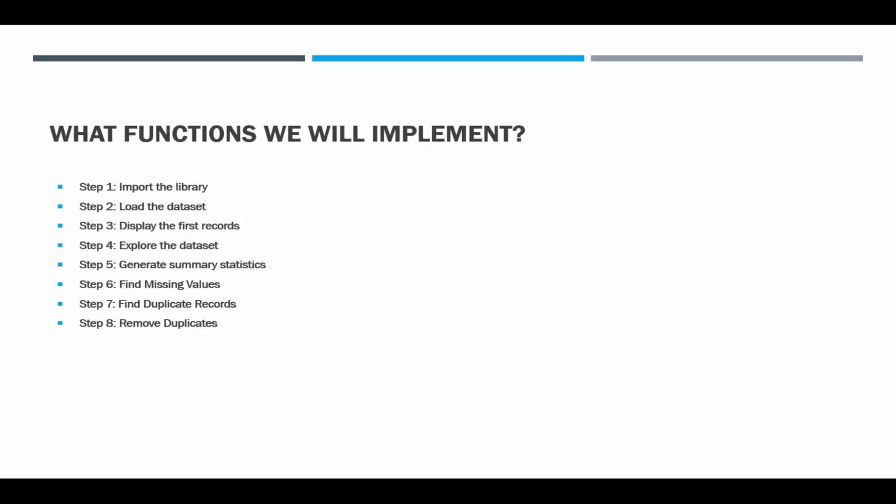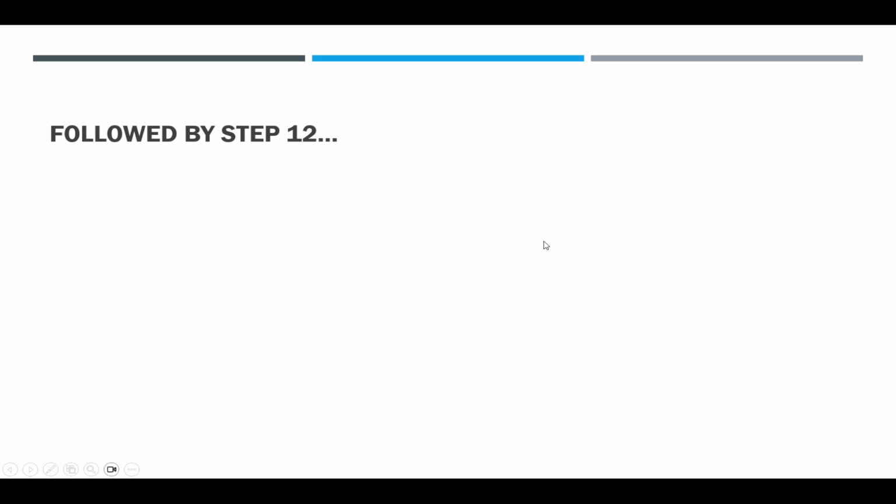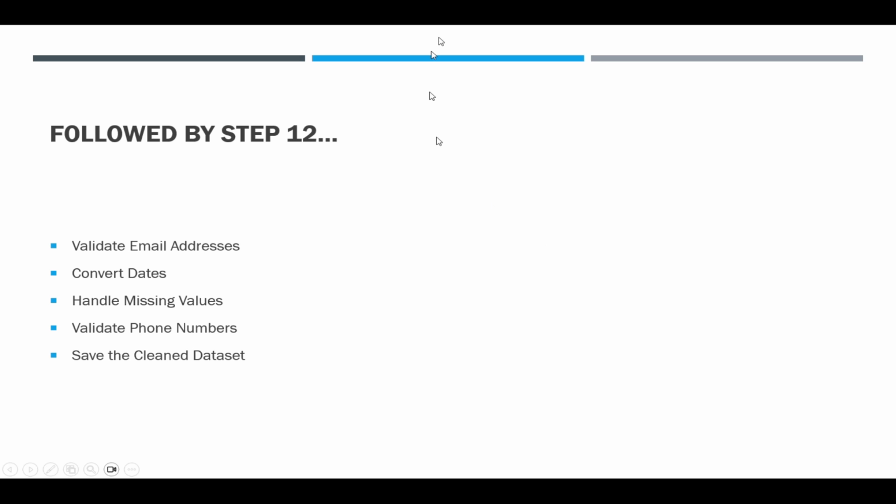Step 8. Remove duplicates. Step 9. Remove leading and trailing spaces. Step 10. Convert names to title case. Step 11. Standardize email addresses. Step 12. Standardize city names. Moreover, validate email addresses, convert dates, handle missing values, validate phone numbers, and save the clean dataset.